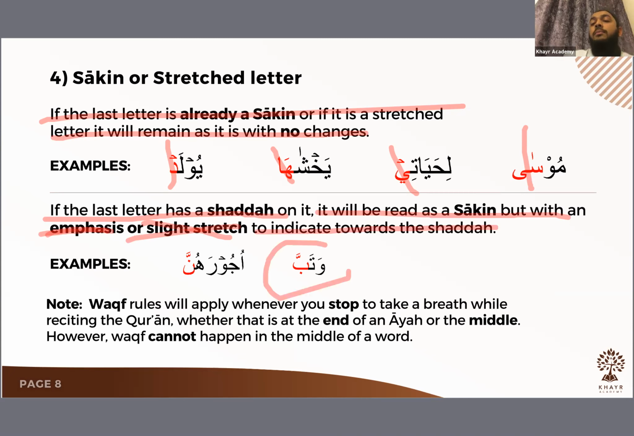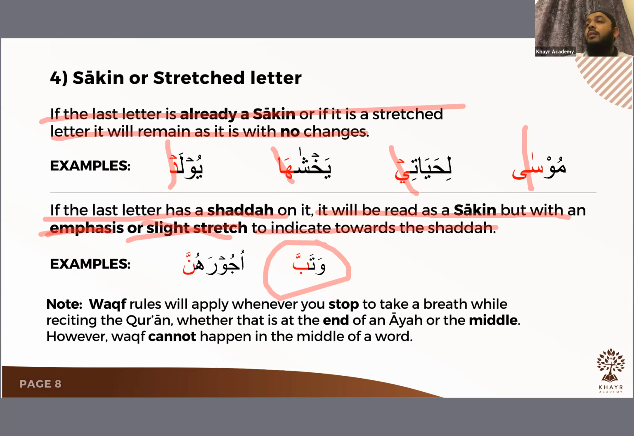So as I said to you before, we don't say tabbat yada abi lahabin wa tabb. No, we say watab. Okay, we don't say watabba. If we say watabba, we are reading the shadda. But when we stop, we don't read the shadda. So we're going to stop with the sakin, but we're just going to put a bit more emphasis than a normal sakin to show that this is originally a shadda.